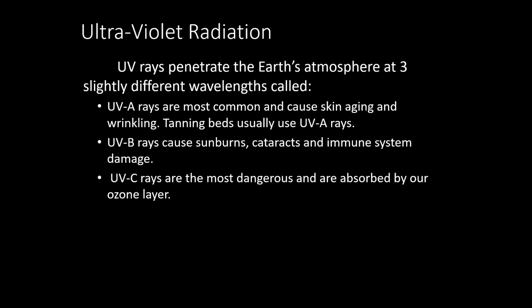UV rays penetrate the Earth's atmosphere at three slightly different wavelengths. There are UVA rays, which are most common and cause skin aging and wrinkling. Tanning beds usually use these types of rays. UVB rays cause sunburns, cataracts, and immune system damage. And the third kind is UVC, which are most dangerous and usually absorbed by our ozone layer.